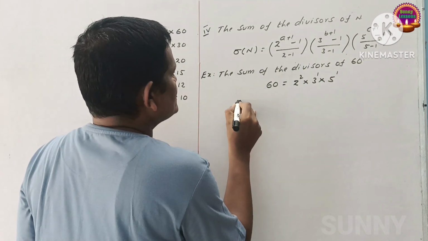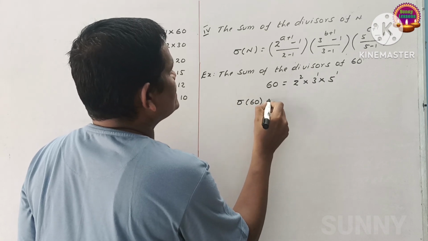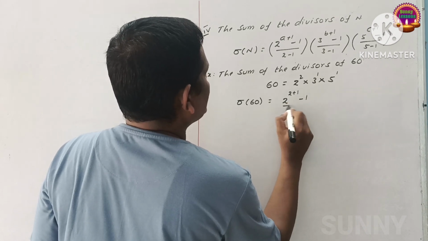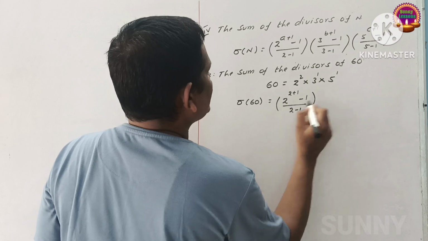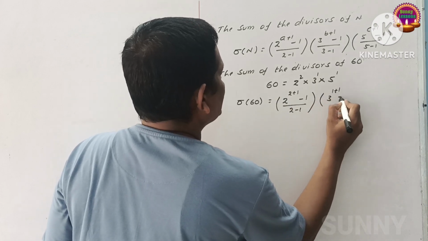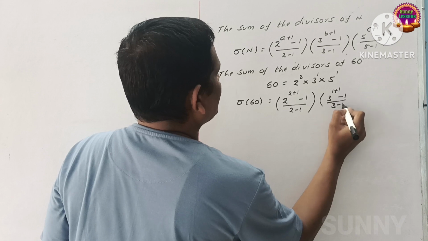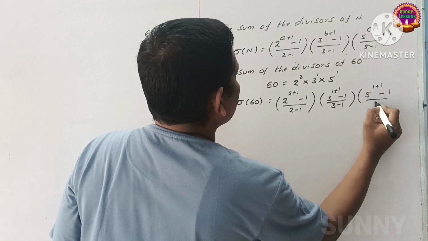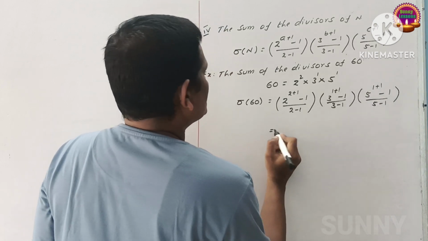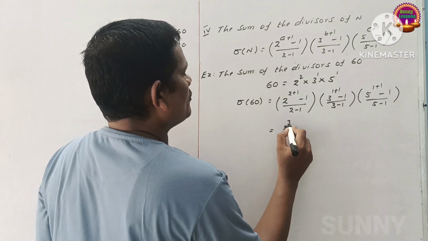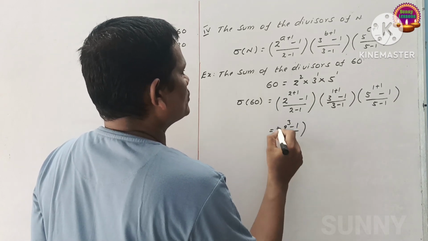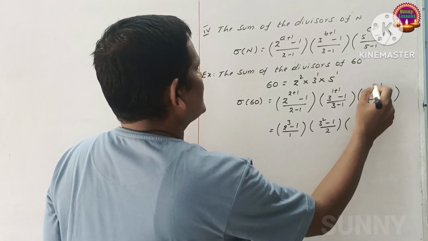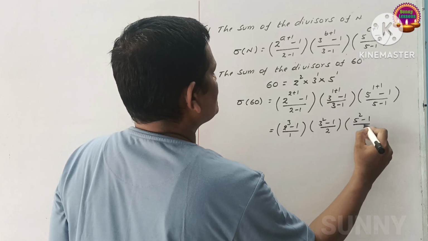So sigma 60, the sum of the divisors of 60, is equal to (2^(2+1) - 1)/(2 - 1) into (3^(1+1) - 1)/(3 - 1) into (5^(1+1) - 1)/(5 - 1). So we can write (2 cube minus 1)/(2 minus 1) into (3 square minus 1)/(3 minus 1) into (5 square minus 1)/(5 minus 1).